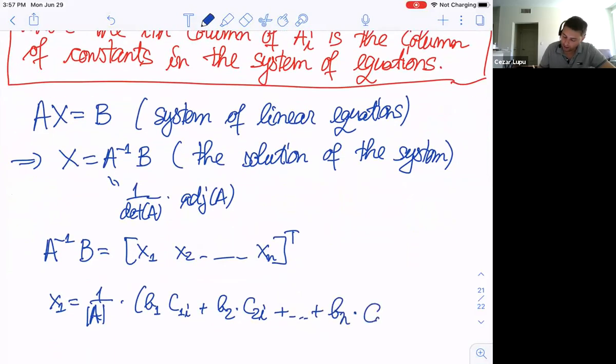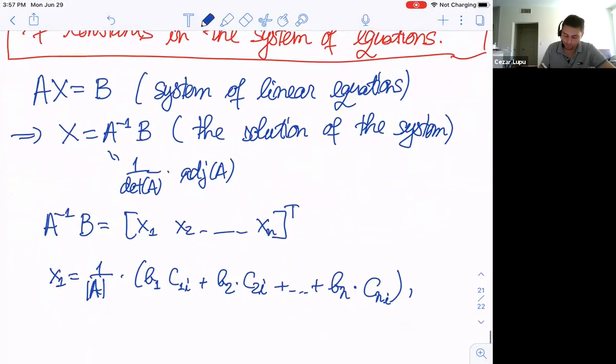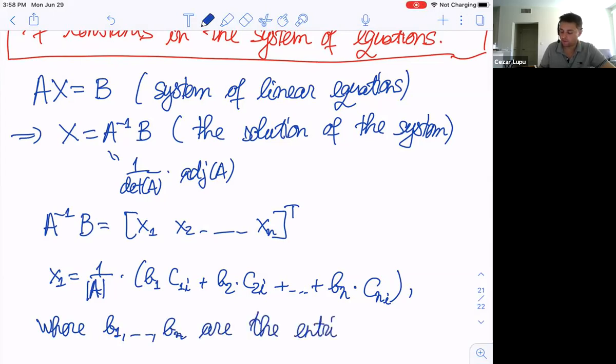Bn is nothing else than Cn i, right? And these Bi's are the entries, so B1, ..., Bn are the entries of B. Okay, so we have this. So that's how you're going to use Cramer's rule.